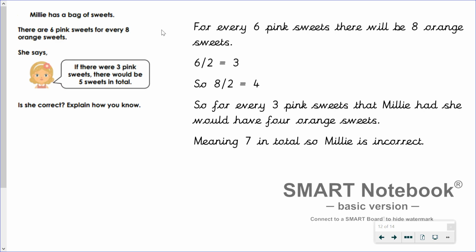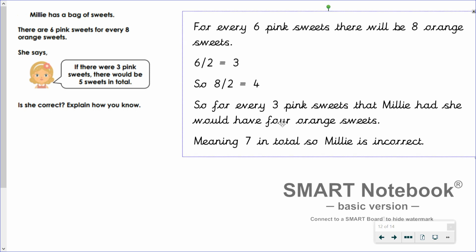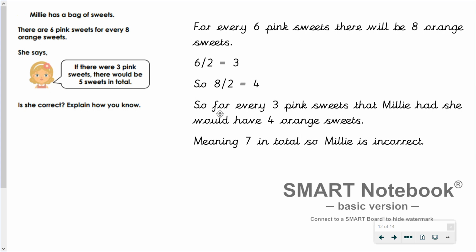Millie has a bag of sweets. There are 6 pink sweets for every 8 orange sweets. And she says if there were 3 pink sweets, there'd be 5 sweets in total. So we've got 6 pink ones. We need to divide that by 2 to get the 3 she's talking about, which means we divide the 8 by 2 as well to give 4. For every 3 pink sweets that Millie had, she'd have 4 orange sweets. 3 add 4 is 7. So she'd have 7 sweets in total, not the 5, so she's incorrect.